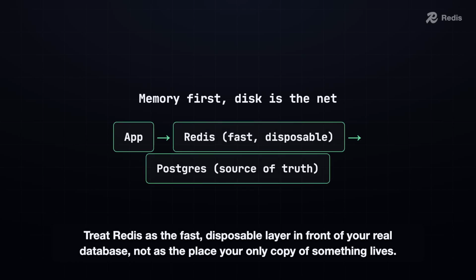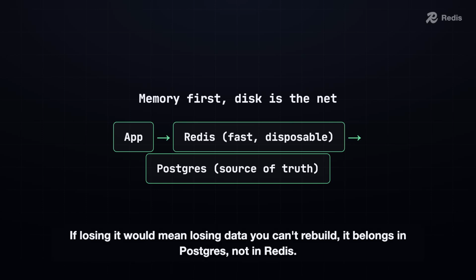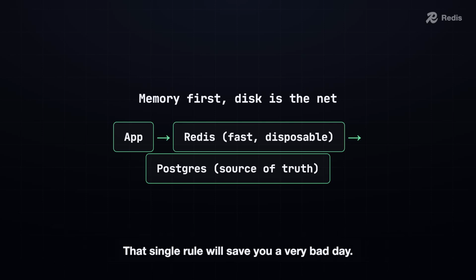Treat Redis as the fast disposable layer in front of your real database, not as the place your only copy of something lives. If losing it would mean losing data you can't rebuild, it belongs in Postgres, not in Redis. That single rule will save you a very bad day.